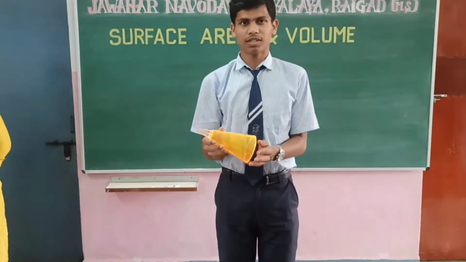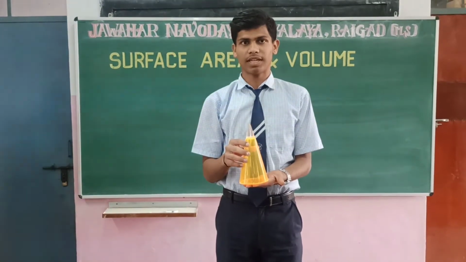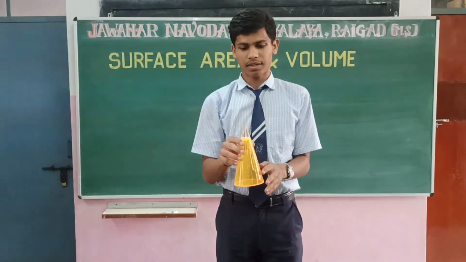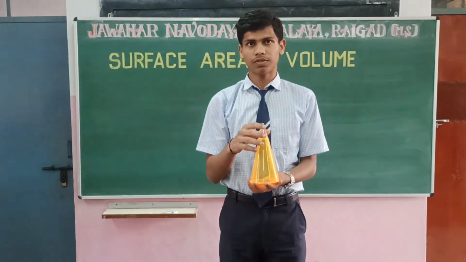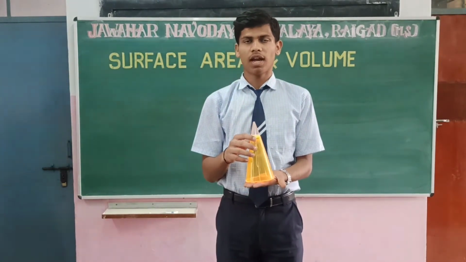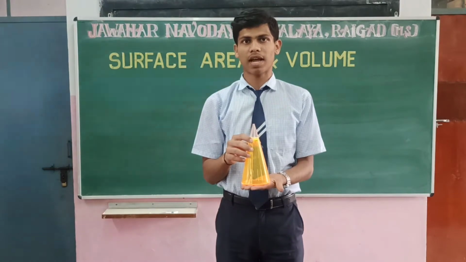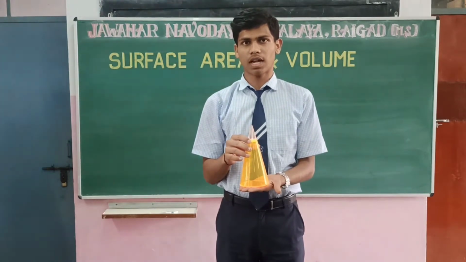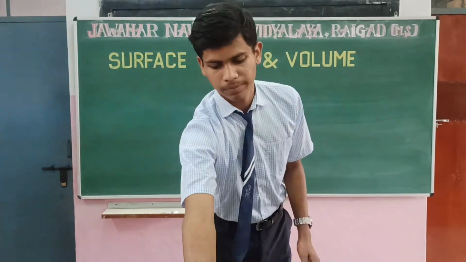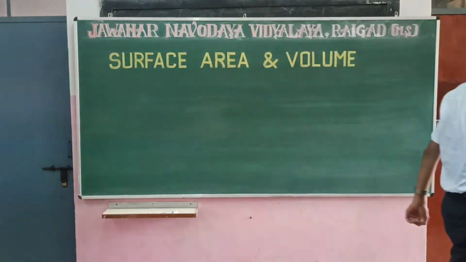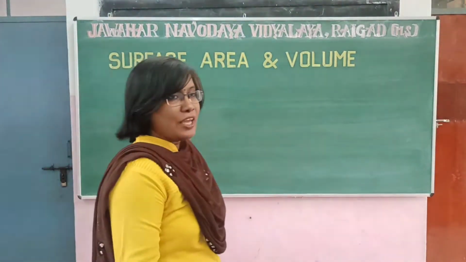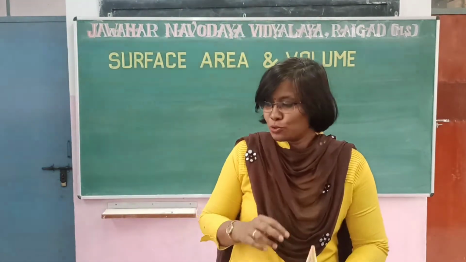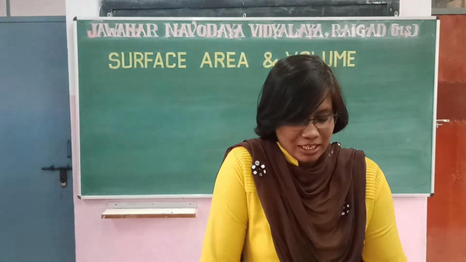So this is a cone. It has a circular base with radius r. It has a slant height called l and a perpendicular height h. So its curved surface area is pi r l and its total surface area is pi r into bracket l plus r. Thank you. Thank you, Ved. One more student is remaining. After that, I will give a little bit of explanation for this.